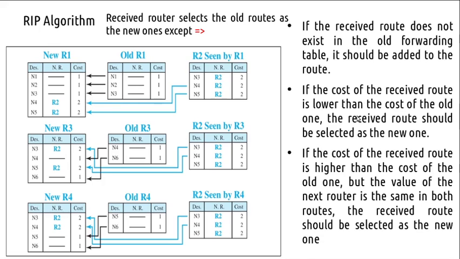The cost of the received route is lower than the cost of the old one, then the received route should be selected. It is least cost routing. So if the cost is lower, it should be added.